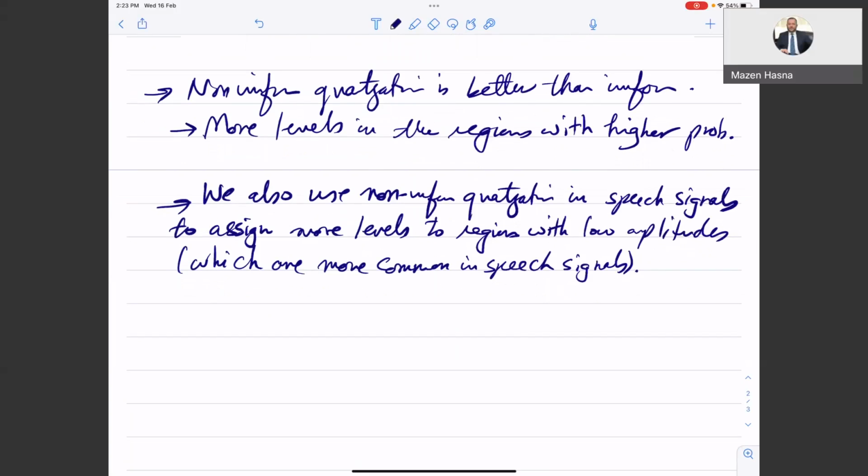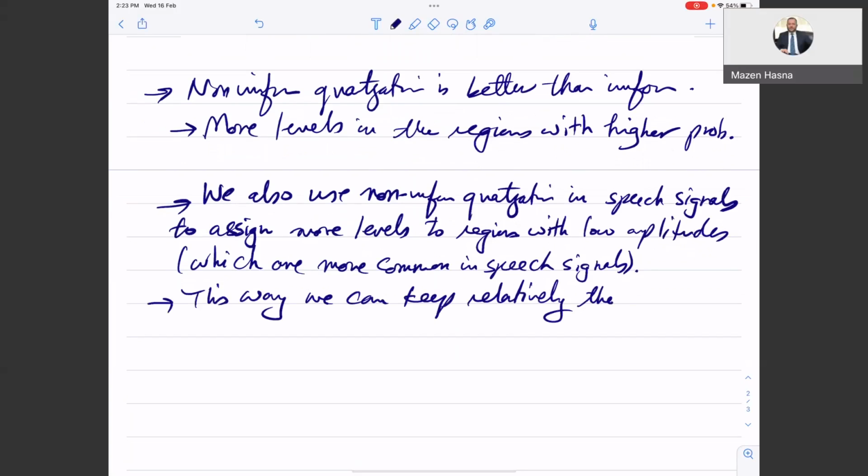What's the advantage of this? This way, we can keep relatively the same signal to noise ratio. Why is that?